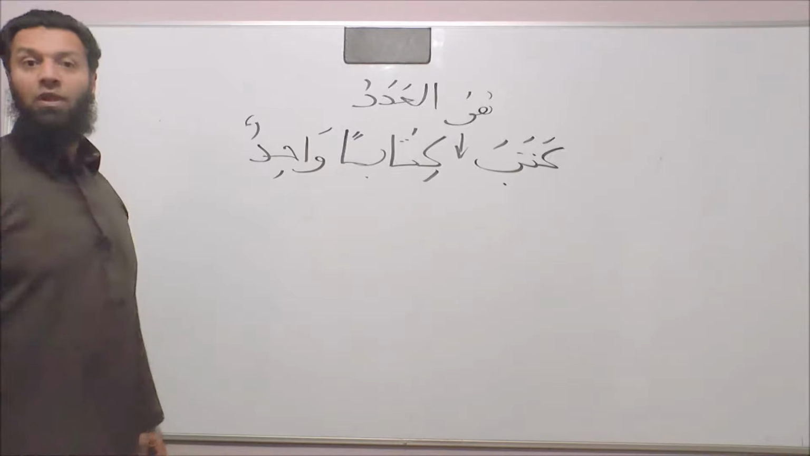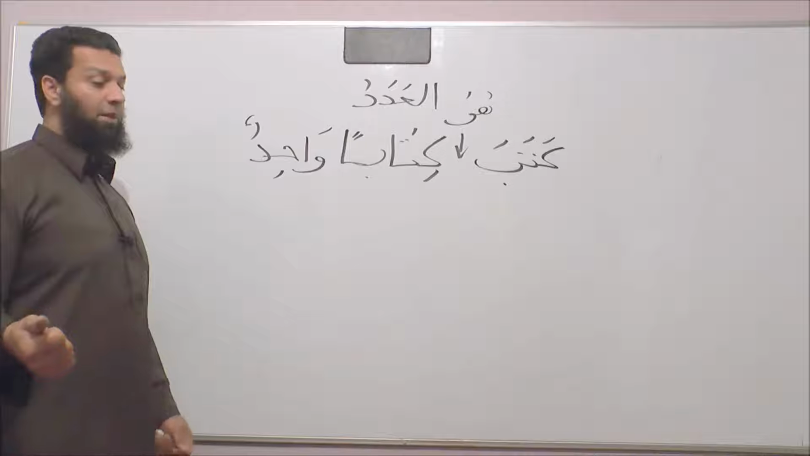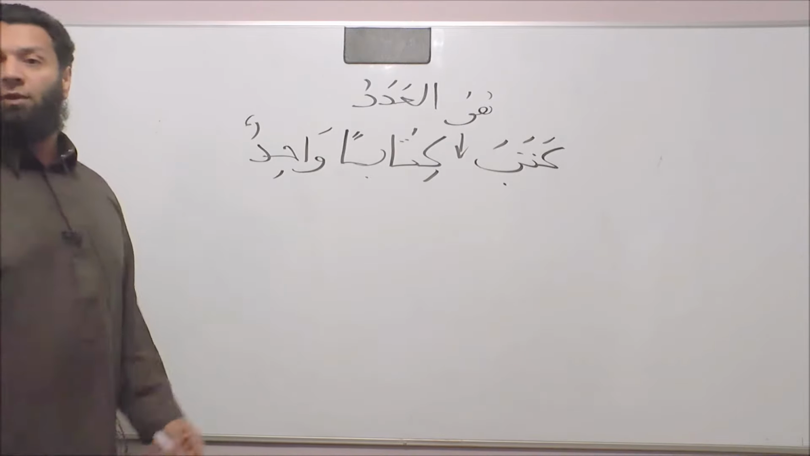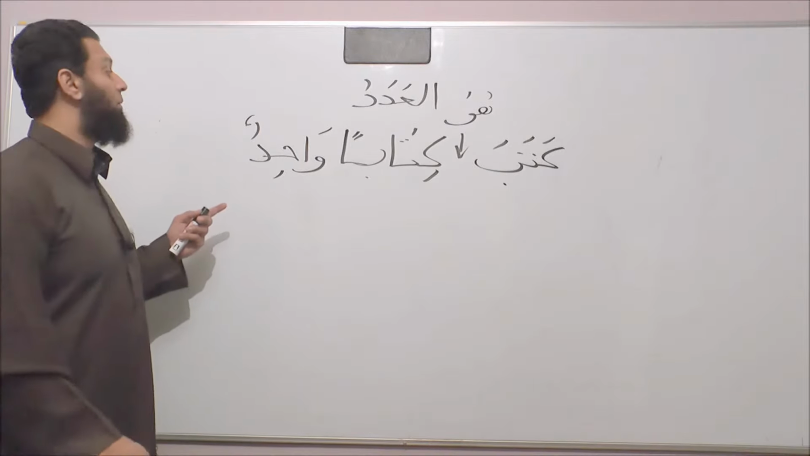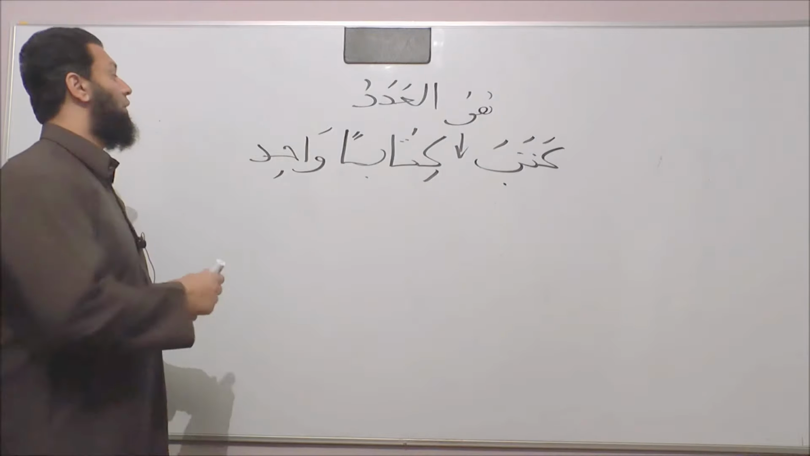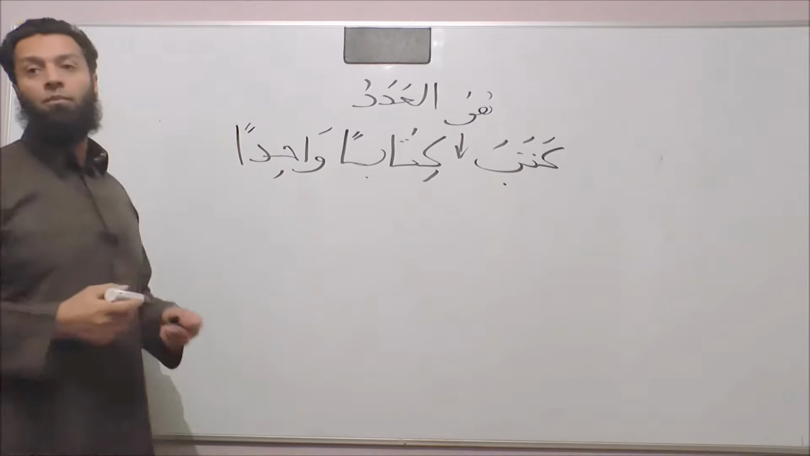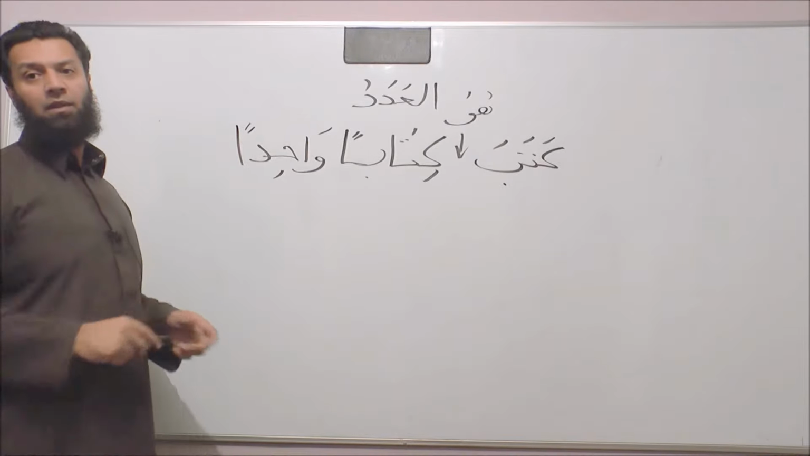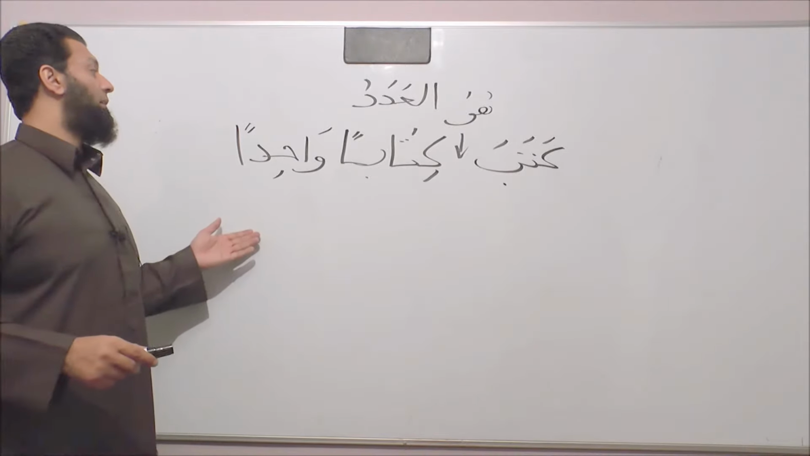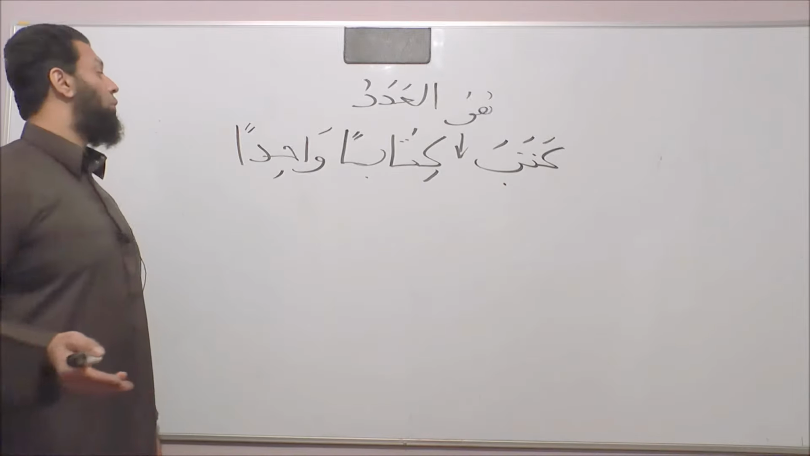Therefore, it must agree with it in the four traits. Right, it must agree with it. It does agree with it in all of them except one, which is the i'rabun, the state. We cannot say wahidun. We now must say wahidan. Right, John? So kataba kitaban wahidan, which means he wrote one book.